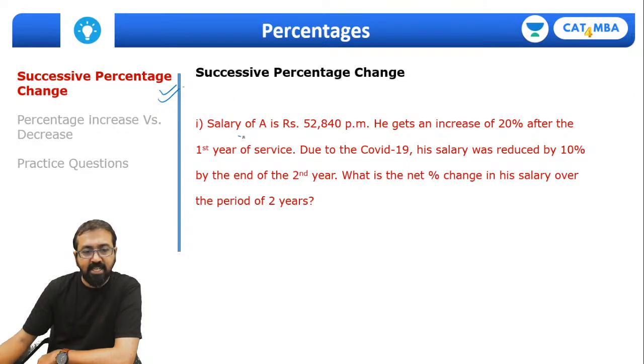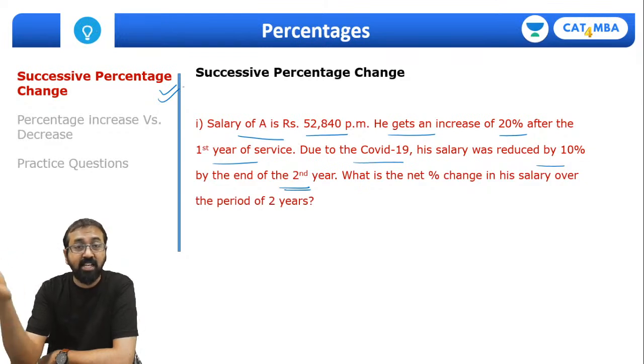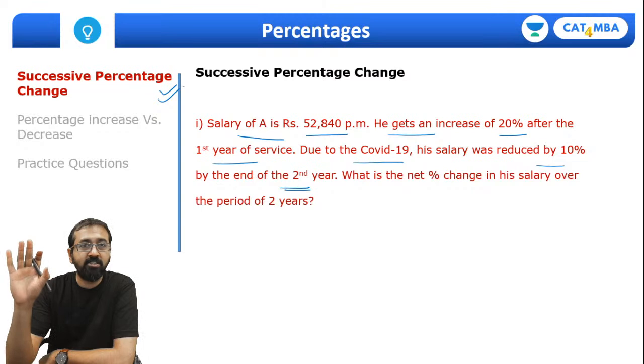Here it is given that the salary of A is 52,840 rupees and he gets an increase of 20% after the first year of service. But due to COVID, his salary was reduced by 10% in the second year of service. That means he must have joined in 2018, and in 2019 his salary was increased. But in 2020, instead of increasing the salary, they decreased it because the company found out that we are going to be in some losses. So let's reduce the salary of all the employees. So his salary got reduced by 10%.